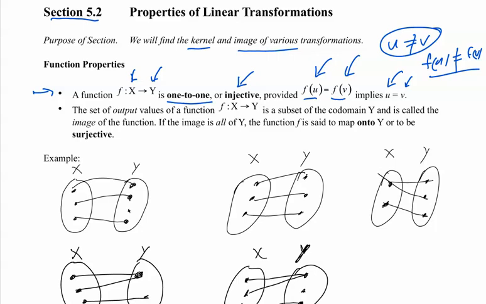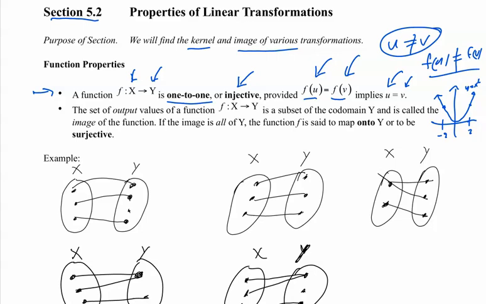So that's one-to-one. You can think about the function y equals x squared. Here, if you have two different inputs, like -2 and 2, they have the same output, 4, right? And that's not one-to-one.